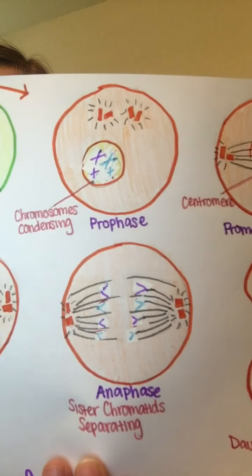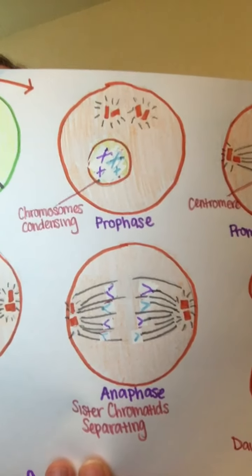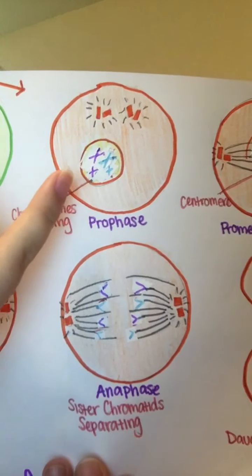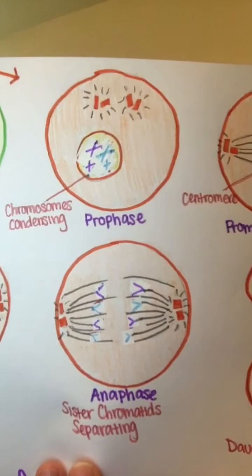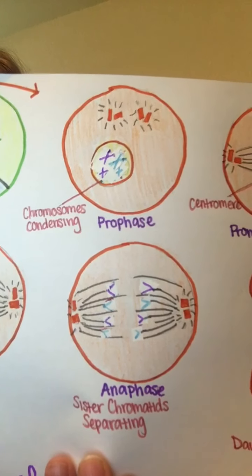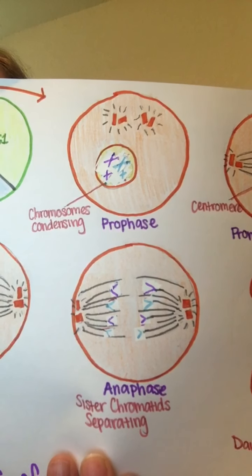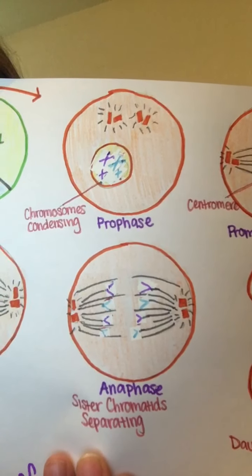And so here we have prophase, where the chromosomes condense into X-shaped structures, as you can see, and that can easily be seen under a microscope. And each chromosome is composed of two sister chromatids, and they contain identical genetic information.